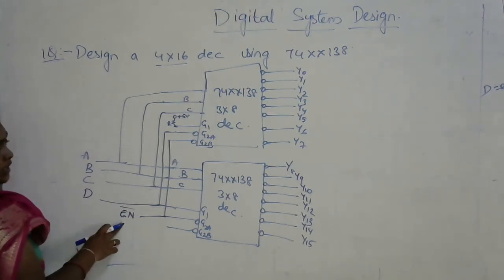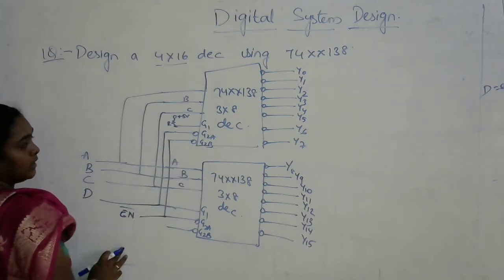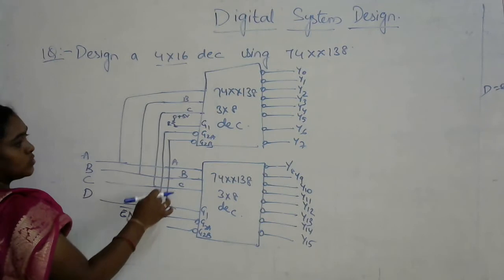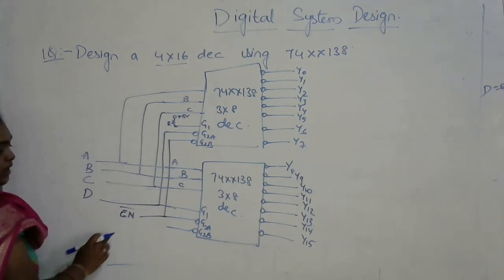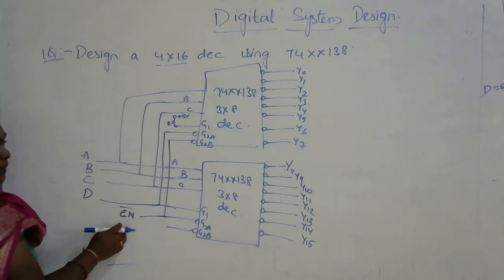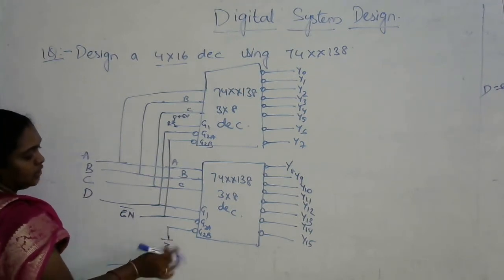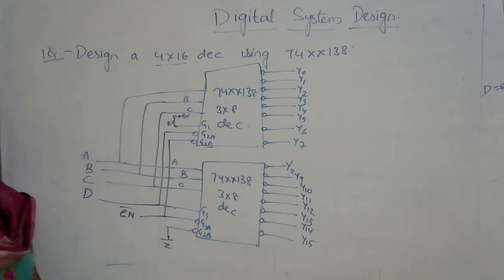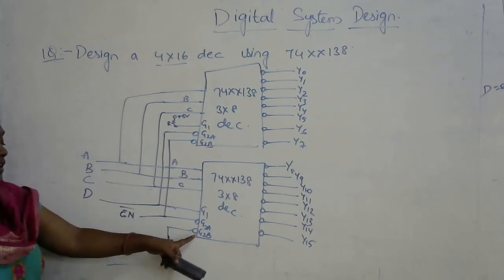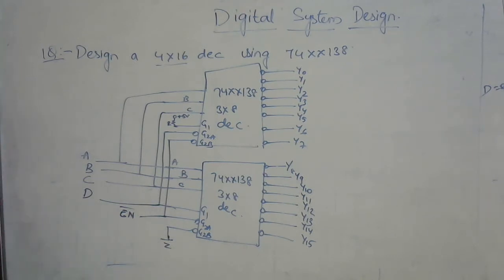Why am I specifying it as enable bar? Because G2B is active low, G2A is also active low. As I am taking these two as active low, instead of representing it as enable, I am representing it as enable bar, because it will function only when the input is equivalent to 0. And the last input, which is G2B, is grounded because this G2B is active low. So the active low input should be 0, and the active high input should be equivalent to 1.